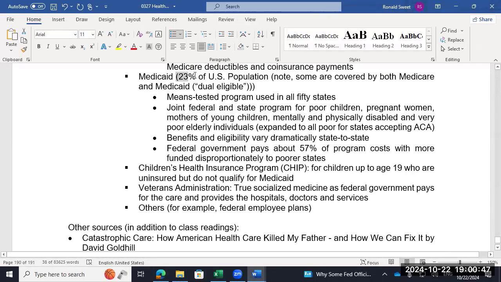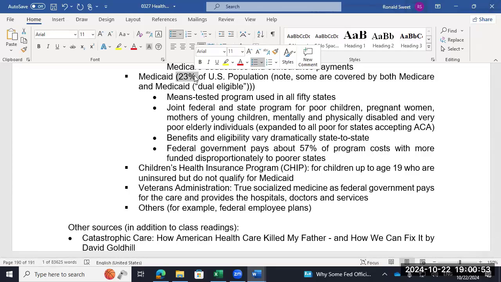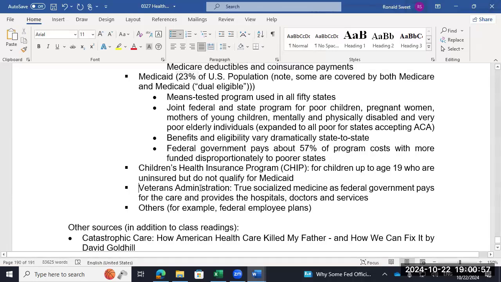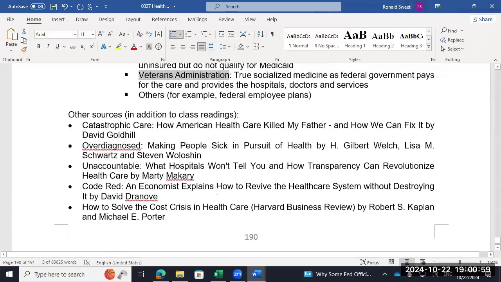Medicaid covers 23% of the population, but a lower percentage of the cost because they're younger people. That's probably gone up quite a bit since the Affordable Care Act. There's a CHIP program, and then the VA, which had some really bad press several years ago. It seems to have been a little bit overstated in some places. That's the most true socialized medicine we have.